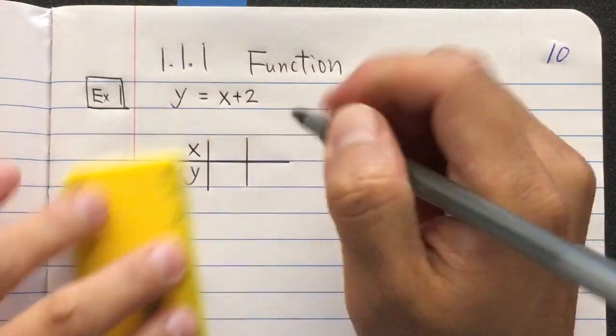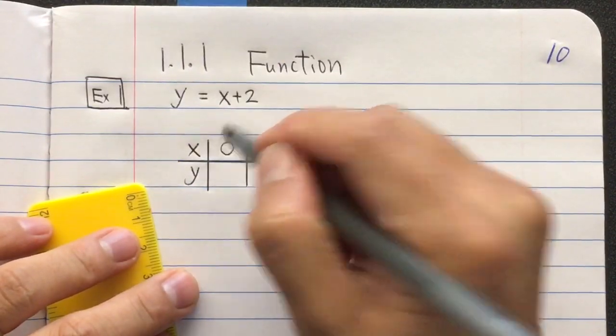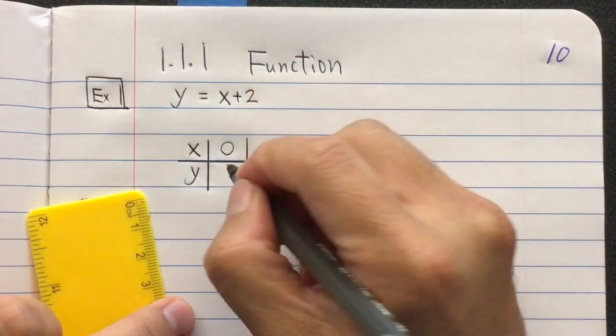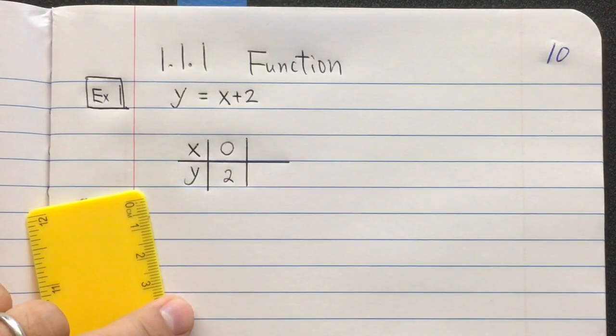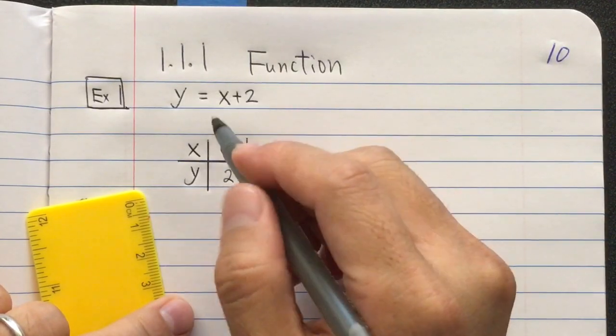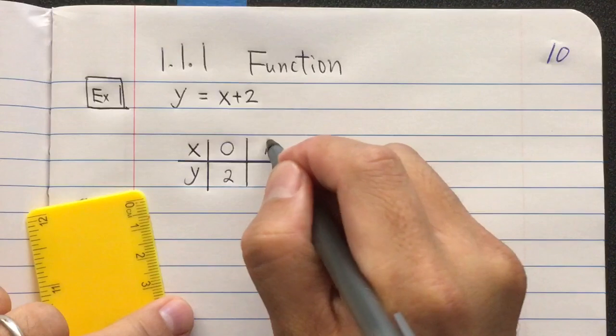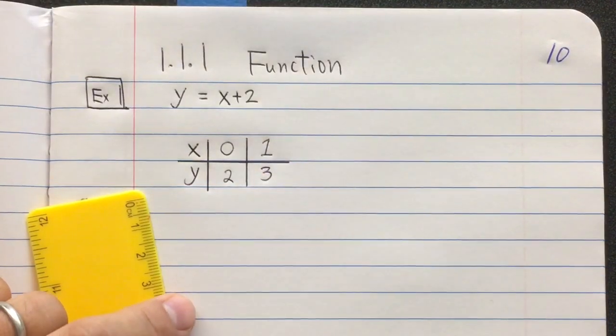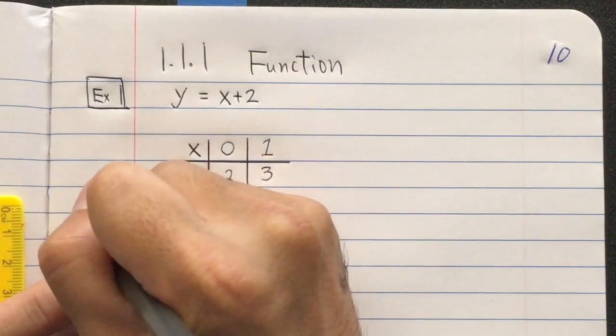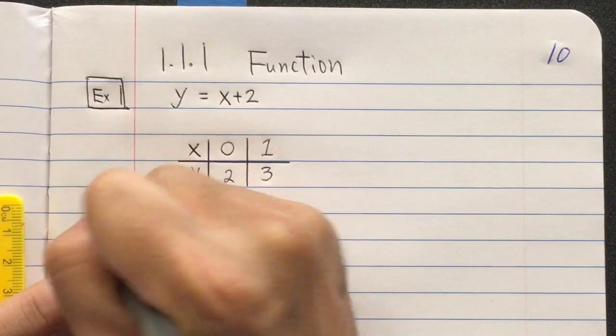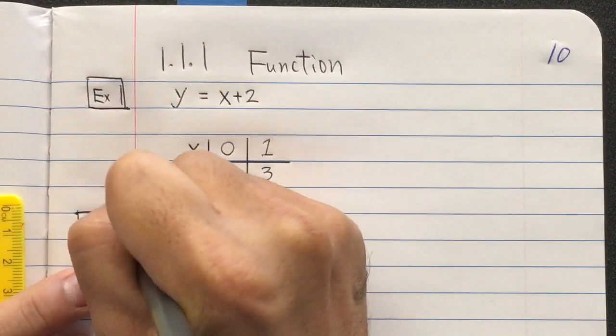So, ladies and gentlemen, when x equals 0, y will equal 2. Now when x equals 1, y equals 3. I believe everyone knows this, right? This is so easy. Now let's move to example 2.